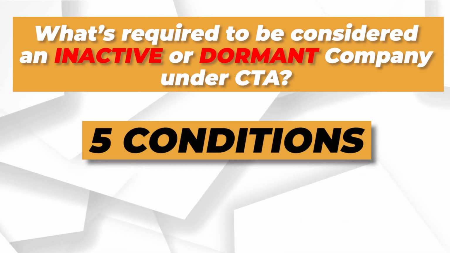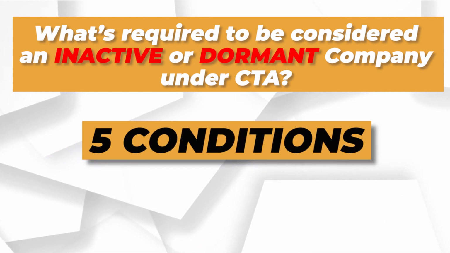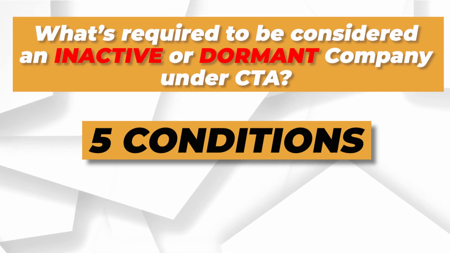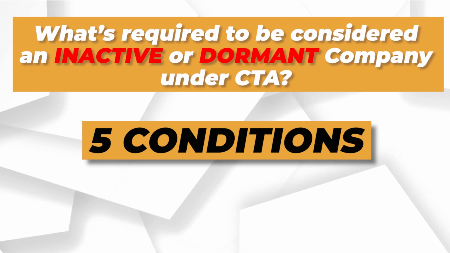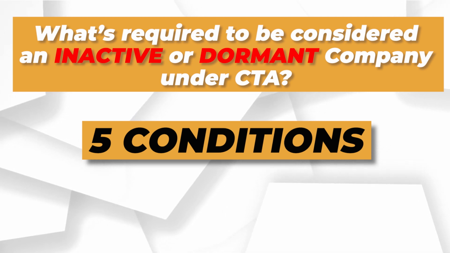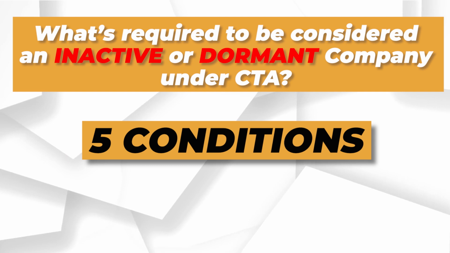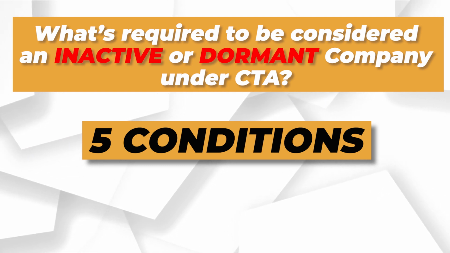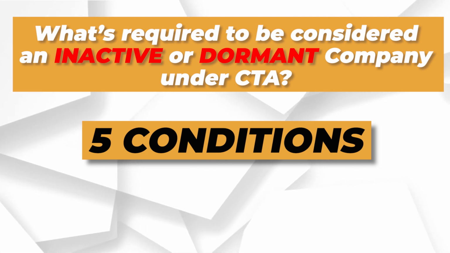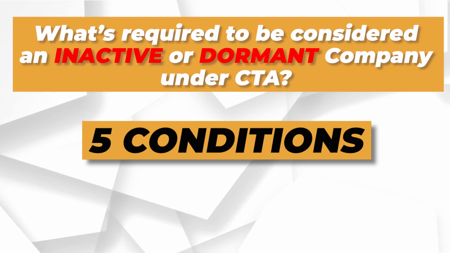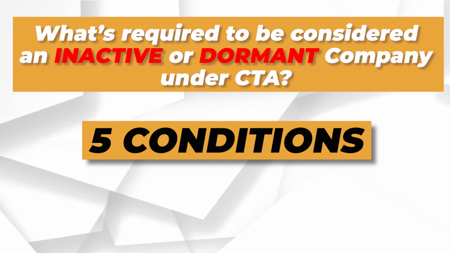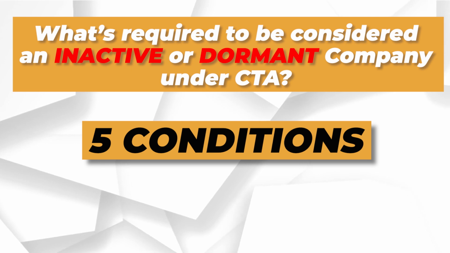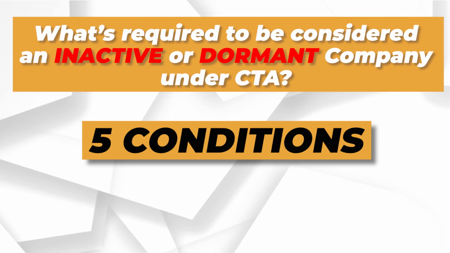Now, there are 5 conditions that a company needs to meet to be considered inactive or dormant under the CTA, and all of these 5 conditions must be satisfied. So you cannot satisfy one condition and forget about the rest. You have to bring all those 5 conditions together. And if any of those conditions disqualifies you, then that's it. You're not an inactive or dormant company under the CTA. So we're going to start with the first condition.